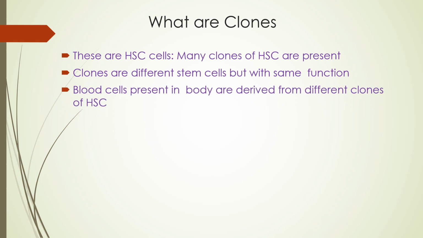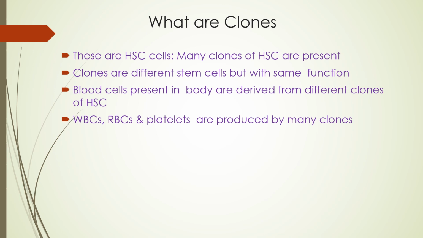Blood cells present in the body are derived from different clones of hematopoietic stem cells. For example, the neutrophils present in the circulation look the same and have the same function, but they are derived from different stem cells. The same is the case with red blood cells. You can see the red blood cells have the same shape, the same function, but they are derived from different hematopoietic stem cells. These are the clones.